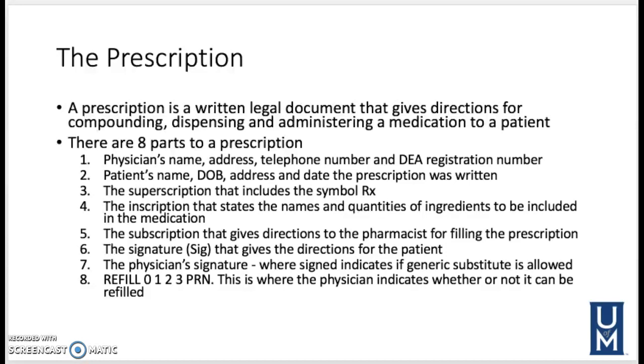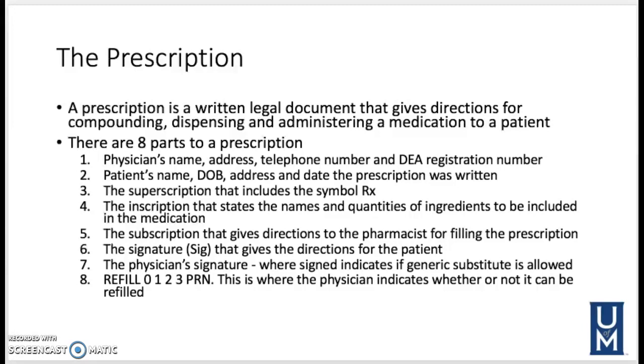This includes the symbol of that RX. So on most prescription pages, you'll see a big RX written in some form or fashion, and this is actually called the superscription. And that superscription is going to tell us our recipe. Then we have the inscription. This is section 4. The inscription states the names and the quantities of the ingredients to be included in the medication. So this is where it lays out that recipe, what exactly is going into that medication that's to be filled. So again, that's the names and quantities of the ingredients.